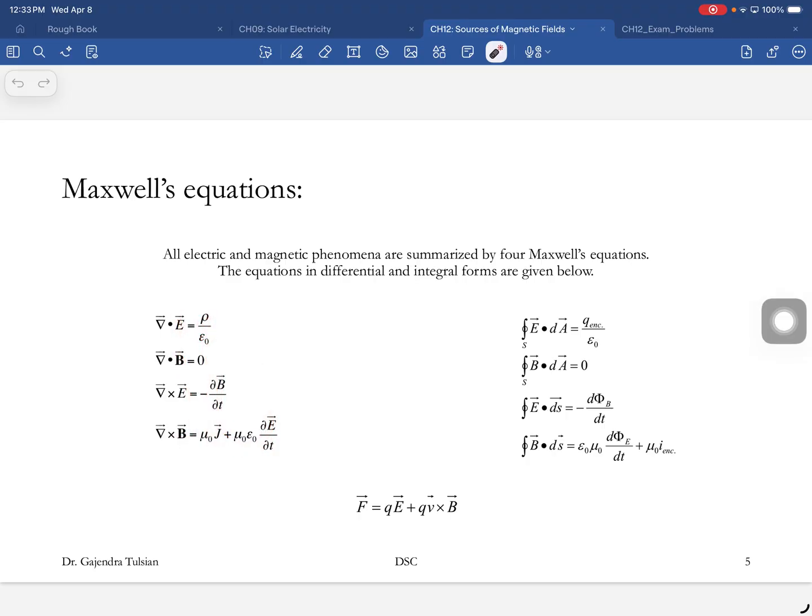So what we've seen is that moving charges produce magnetic fields, and that's what we're going to see today. This equation, the Lorentz force equation, tells you how to detect these fields. If you want to detect an electric field, you need a charged particle. And if you want to detect a magnetic field, you need a moving charged particle. So like I said, there's a beautiful symmetry. Moving charges produce magnetic fields, and to detect magnetic fields, you need moving charges.